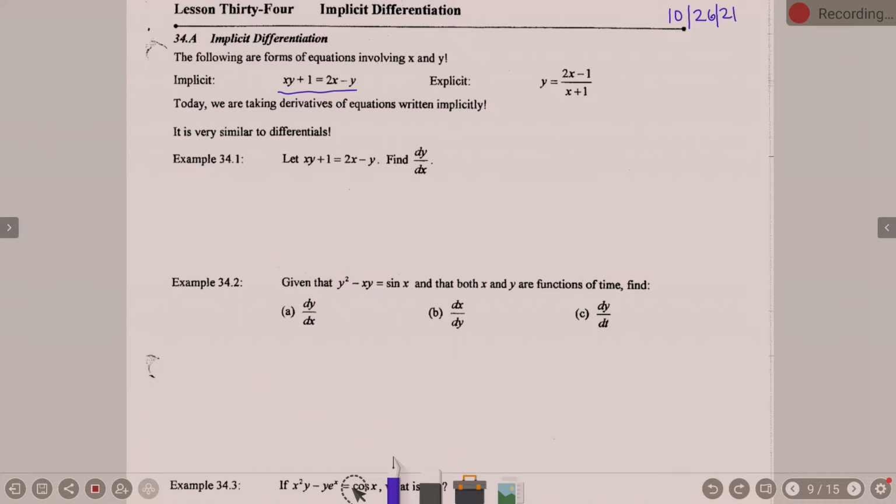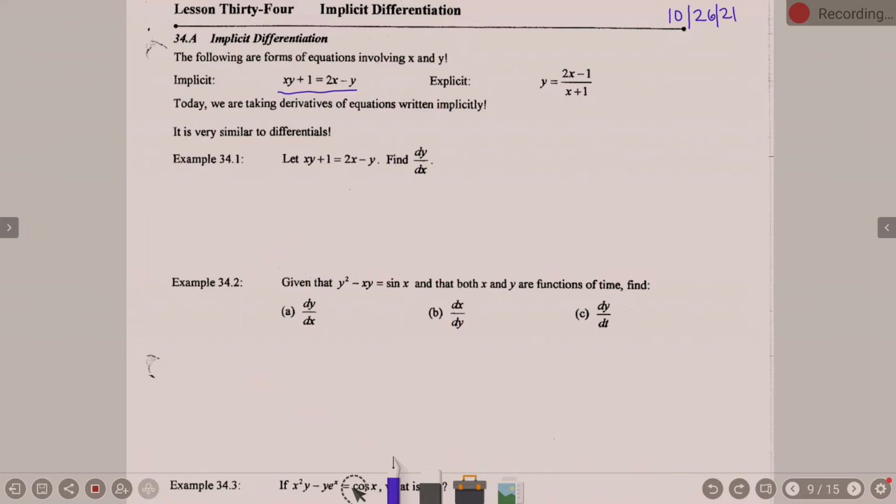Now, we don't know enough to take this derivative as is, even if it is explicitly solved, because I haven't taught you guys quotient rule. We learned product rule, but we don't know quotient rule yet. So even if it is explicitly solved here, we can't do this. So how do we take the derivative when it's an implicit equation? That's what we're coming down to.